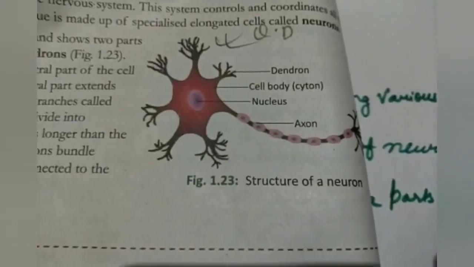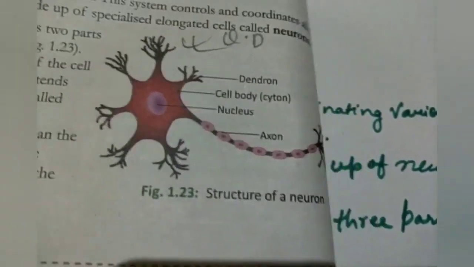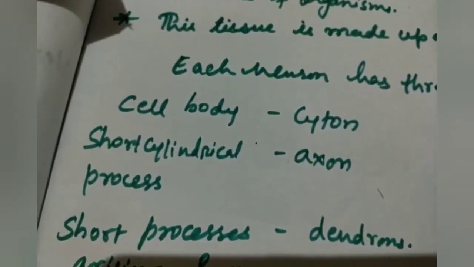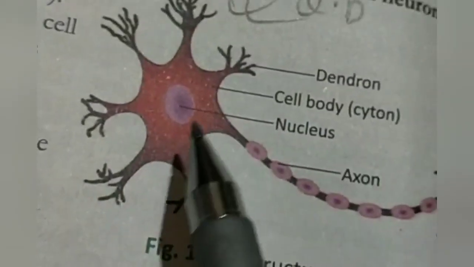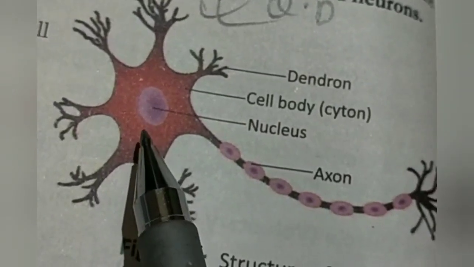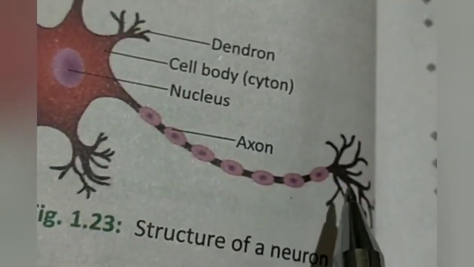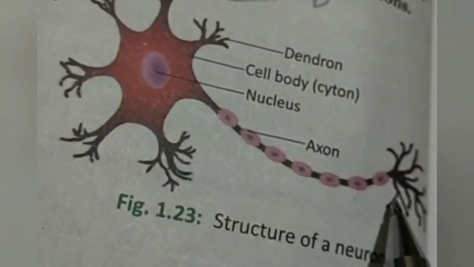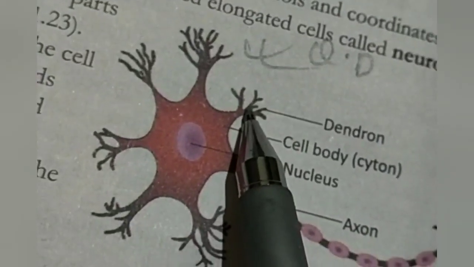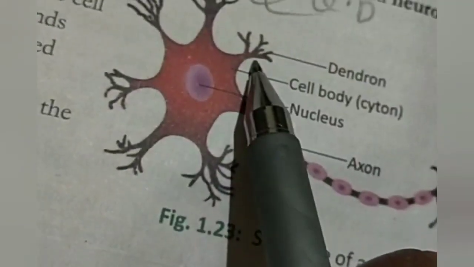Okay, so there is a diagram of a neuron. You will see the structure of the neuron. Then you will find out the cell body is called cyton. So this is cyton, the cell body. This is the short cylindrical process. Okay, this is called axon and these are called dendrons.